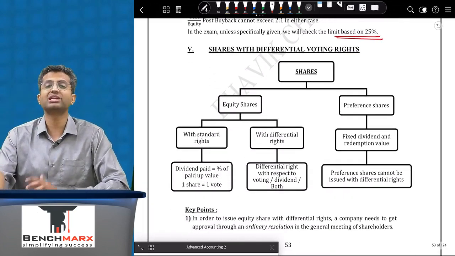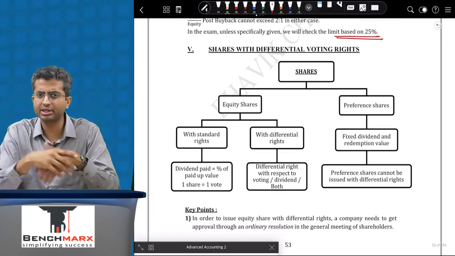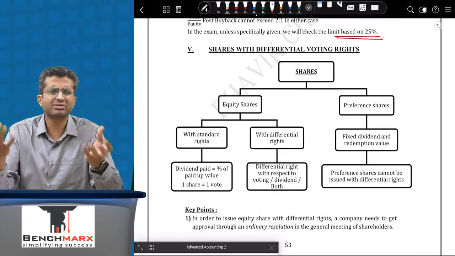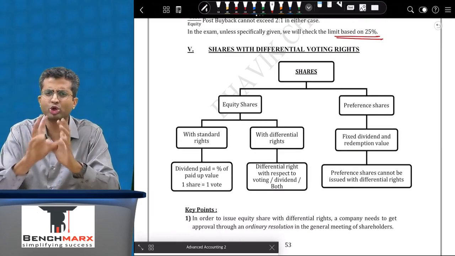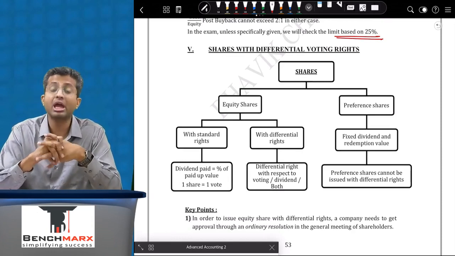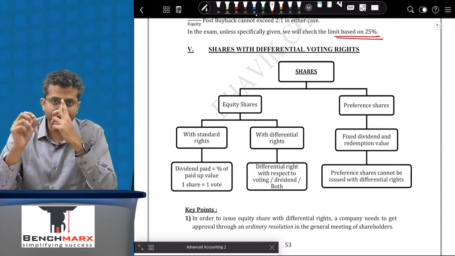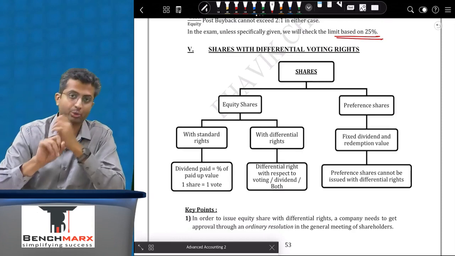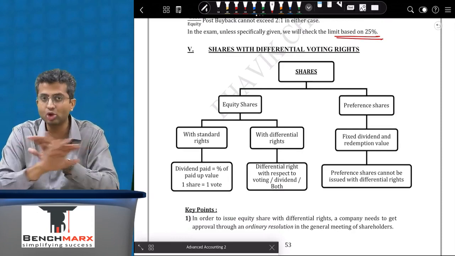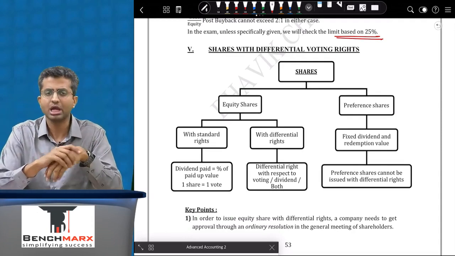If the shares are with differential rights, then how do we solve these? Well, there is typically no question that the institute has put over it. It's more of a theory section. Shares with differential rights can be issued only for equity shares. Remember that preference shares cannot be issued with differential rights.